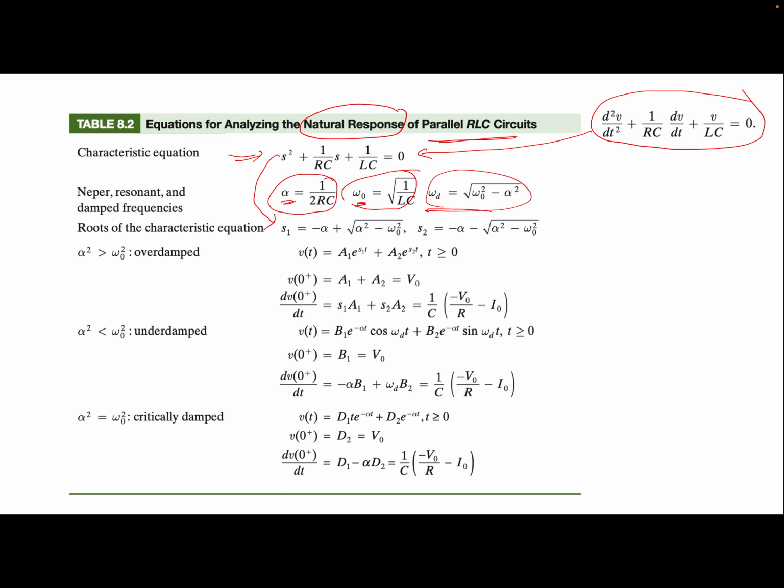For example, if alpha is greater than omega naught, then you get an overdamped response. If alpha is less than omega naught, you get an underdamped response. If they are equal, you get a critically damped response.